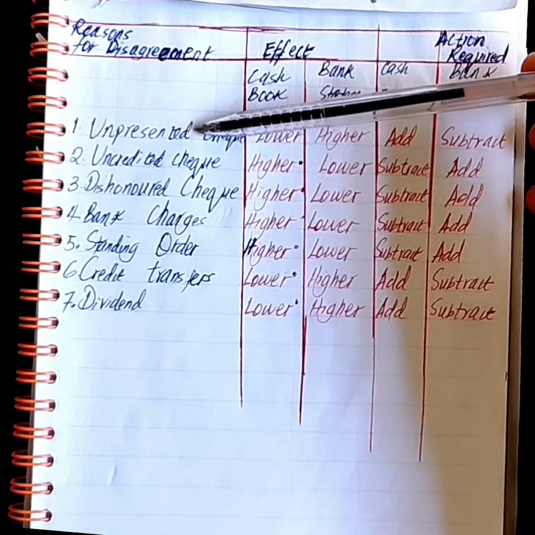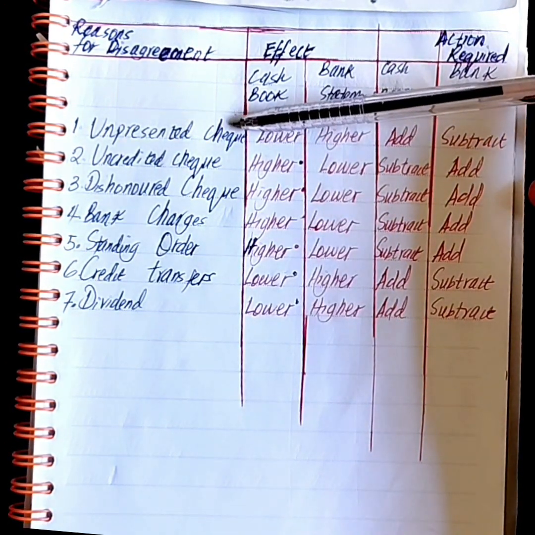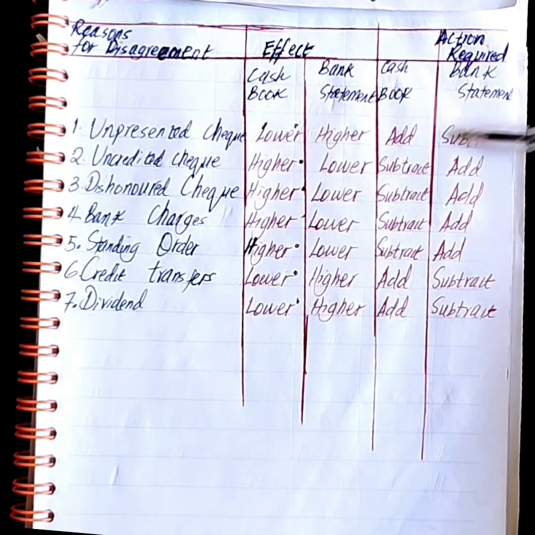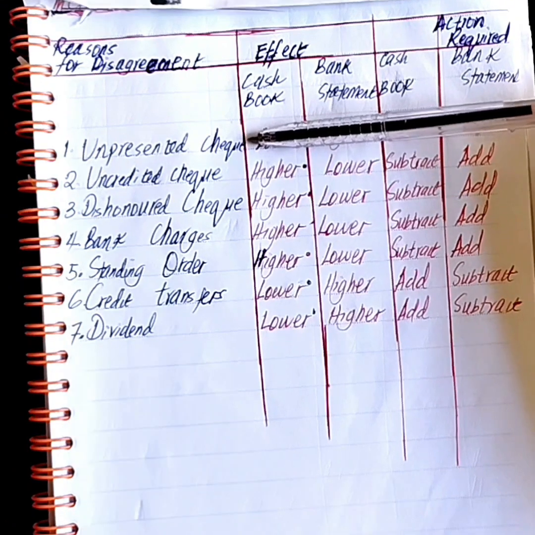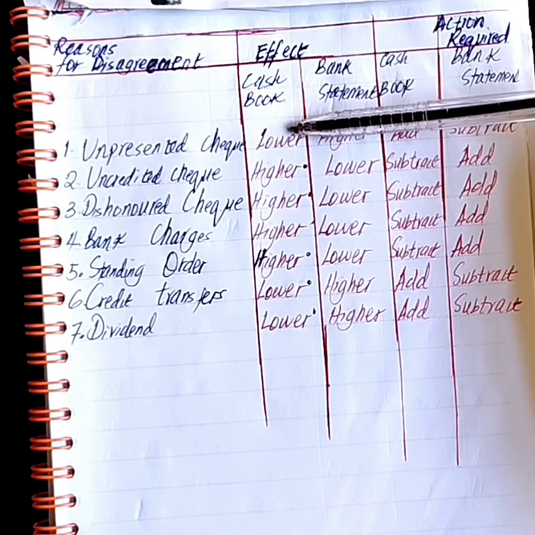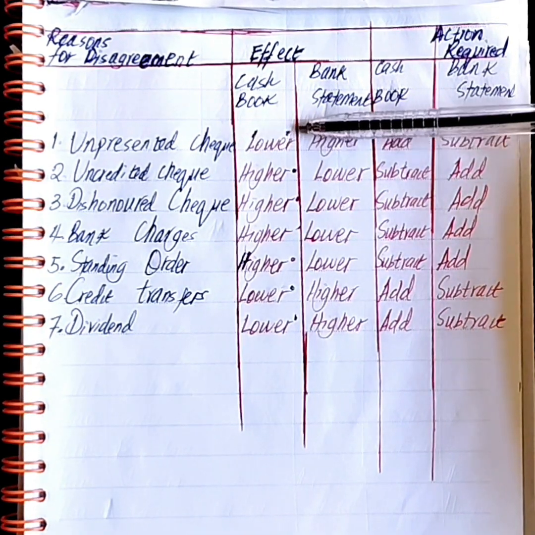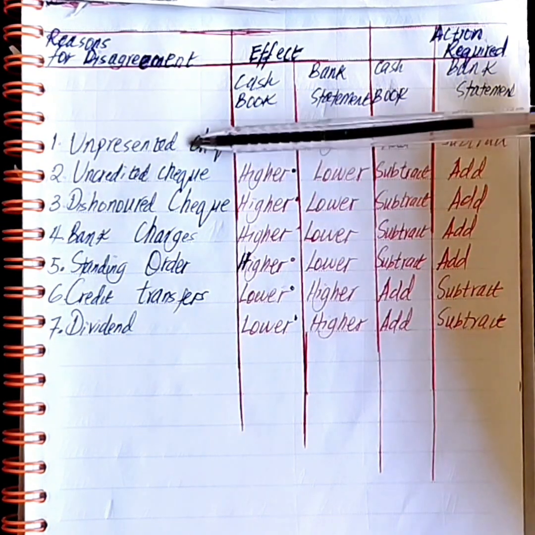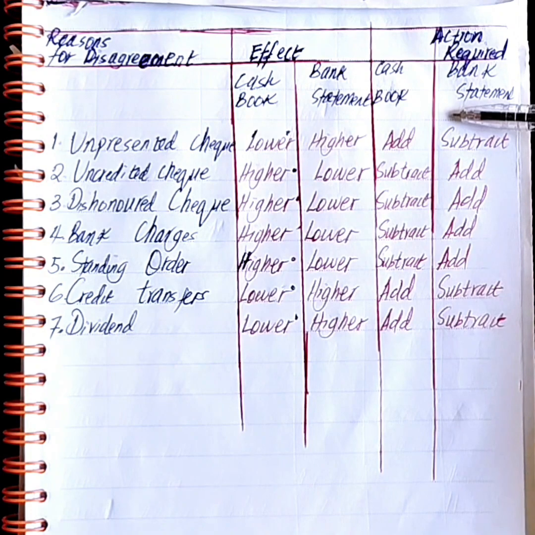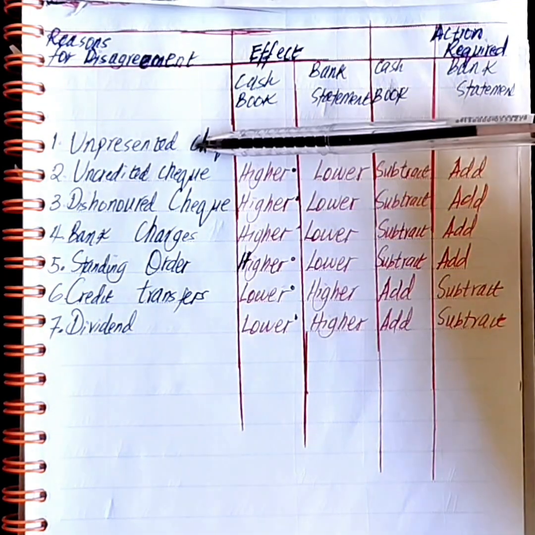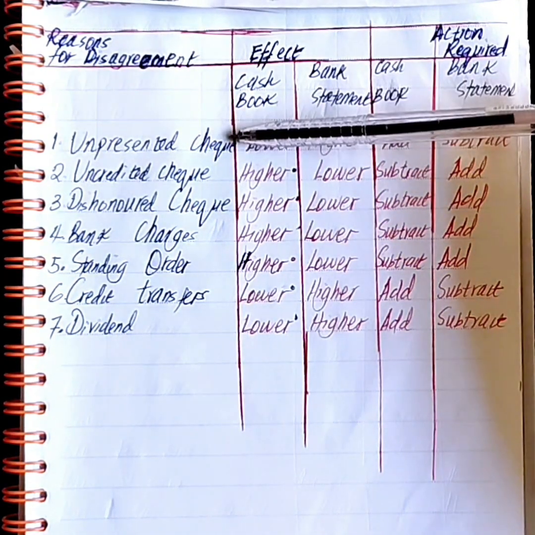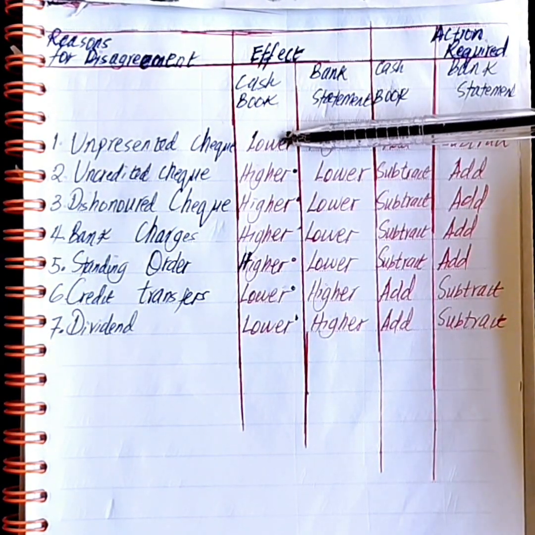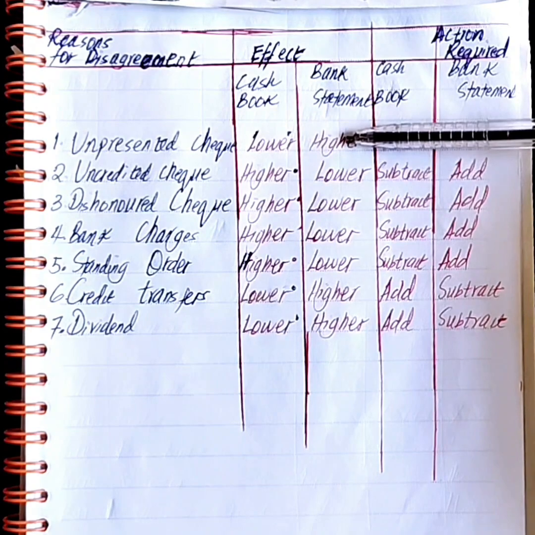Unpresented check is a check that you have given out to somebody that you were owing. Okay? And as you were owing the person, or you were obligated to that person, that means that you would have credited your cash book. But the person that you gave it to did not present it to the bank. That is the situation of what? Unpresented check. The effect it will have on the cash book is that the cash book will have what? A lower balance. The bank statement will have what? A higher balance.